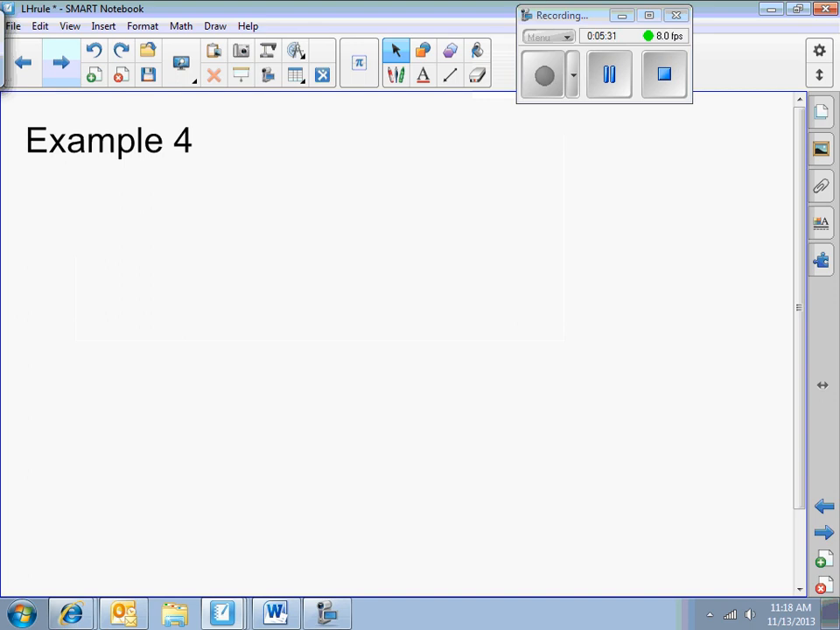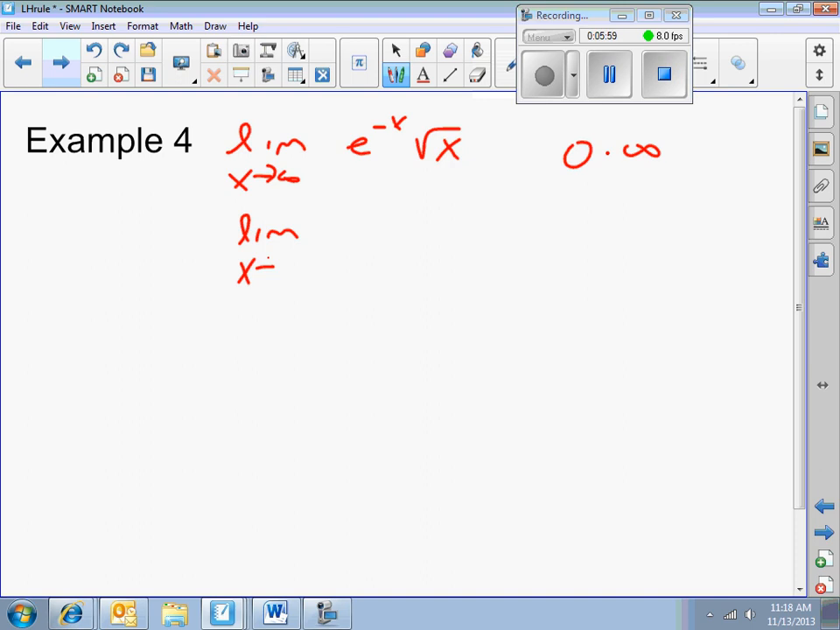Example 4. If I have the limit as x approaches infinity of e to the negative x times square root of x. Well, if I put infinity in here, I really end up with e to the negative infinity going to 0, and the square root of infinity going to infinity. So it's really a 0 times infinity. That is indeterminate. It's not technically a L'Hopital's indeterminate, so we want to make it look like one.